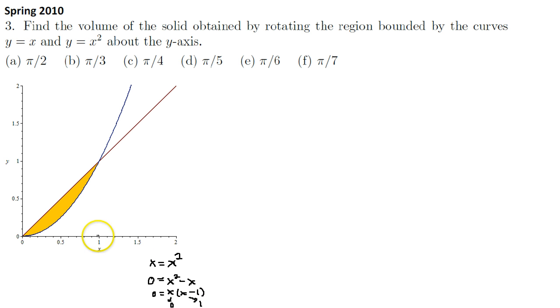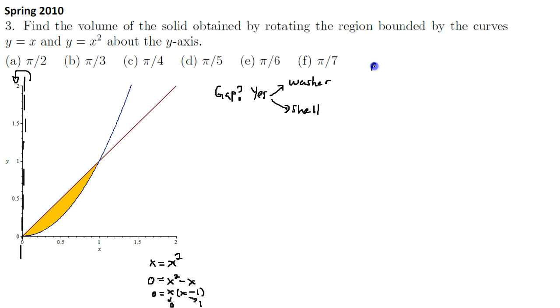So yeah, and then first question is what's the axis we're rotating about? It's the y-axis. And so if we're rotating about the y-axis, the question is first, is there a gap between your region and your axis? And the answer is yes. And when the answer is yes, you have to choose between washer and shell.